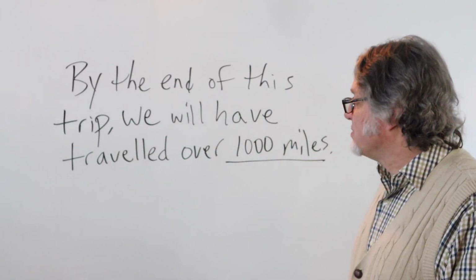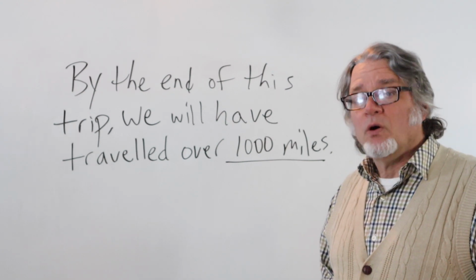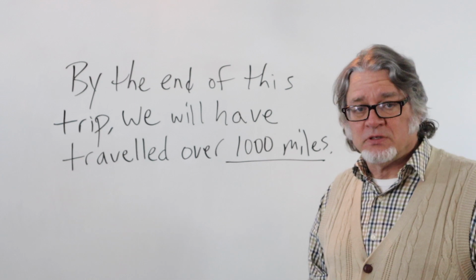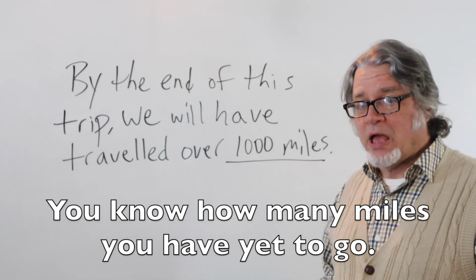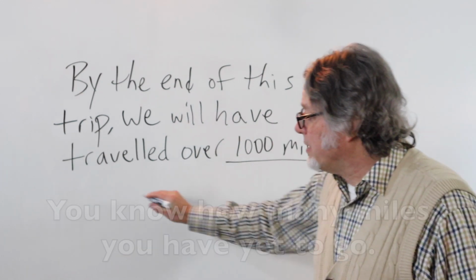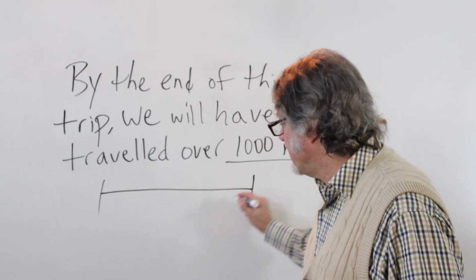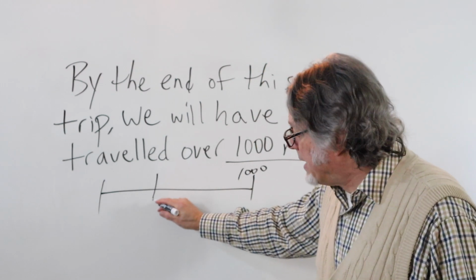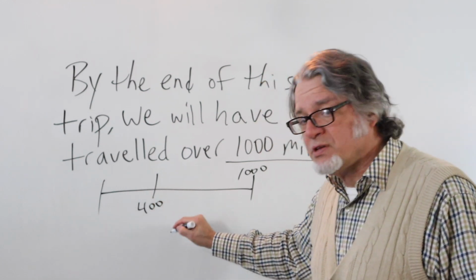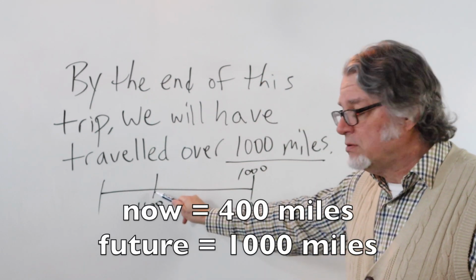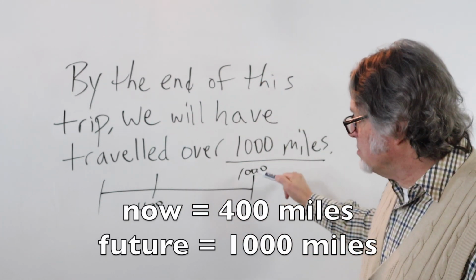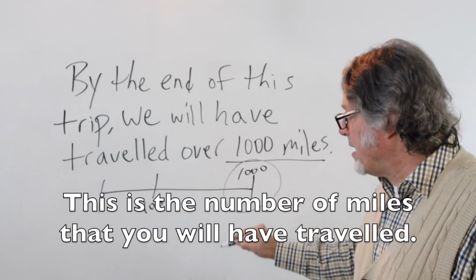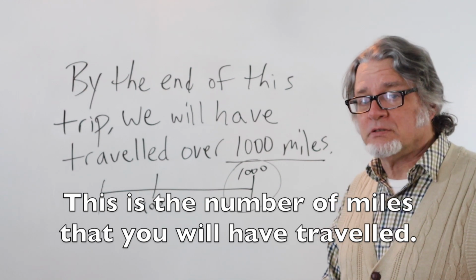This kind of sentence is an easy prediction to make when a person is traveling. You know how many miles you've traveled, and you know how many miles you have yet to go. So if the total trip is 1,000 miles, and at present you are at 400 miles, this is the future. You know, at the end of the trip, this is the number of miles that you will have traveled.